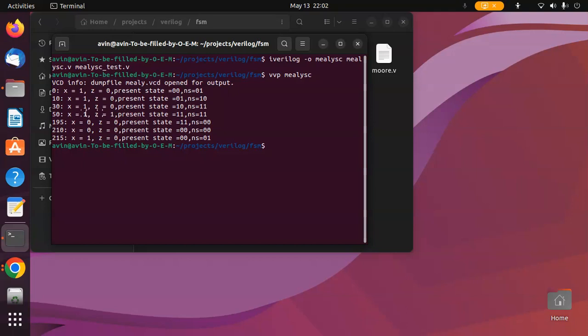See here the output becomes 1. Why? The present state is 1 1 and also the x is 1, so the output becomes 1. Here you can see the input is 1, so the next state would be again 1 1, right? But here it is 0. Why? The input becomes 0. That is the case of the Mealy circuit. In a Mealy circuit, you need the present state as 1 1 and also the present input as 1. That's a difference here.